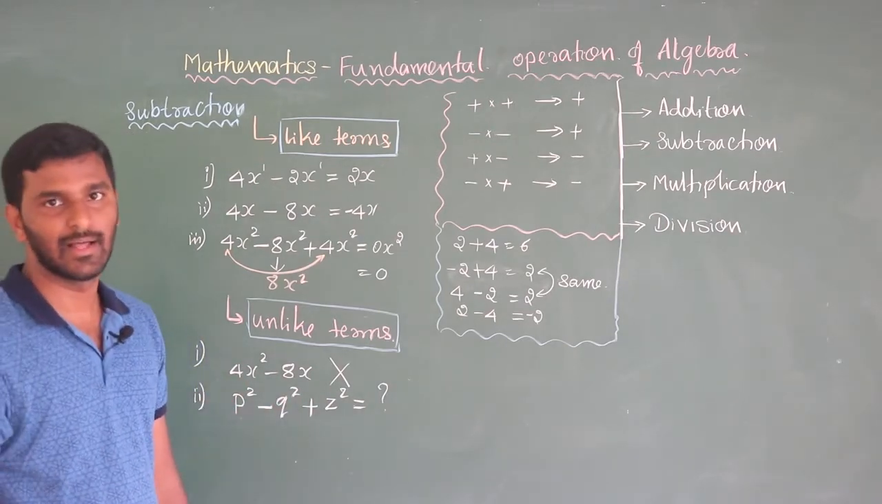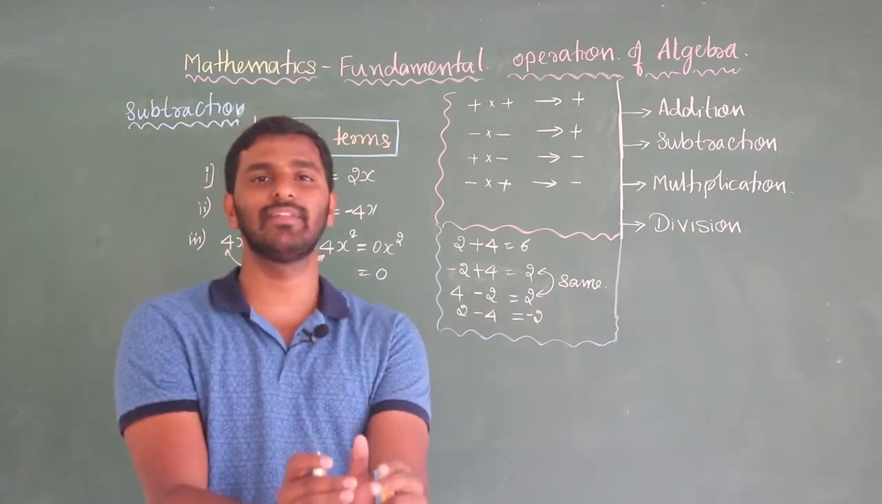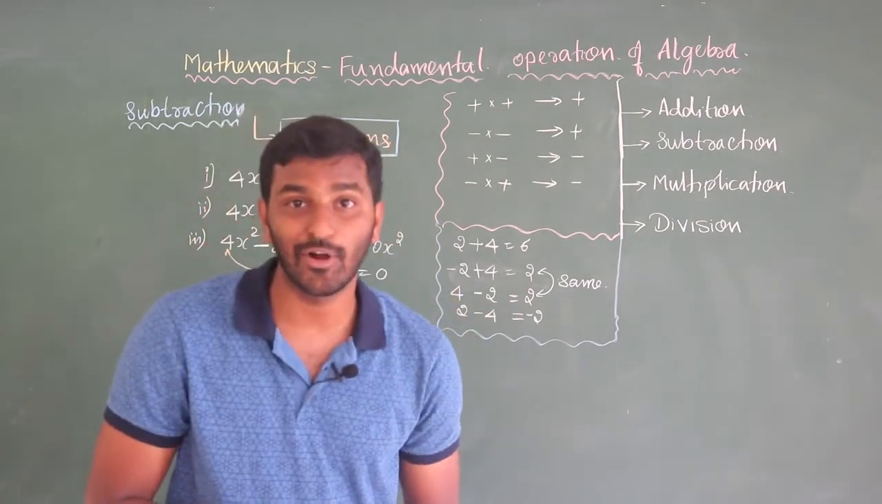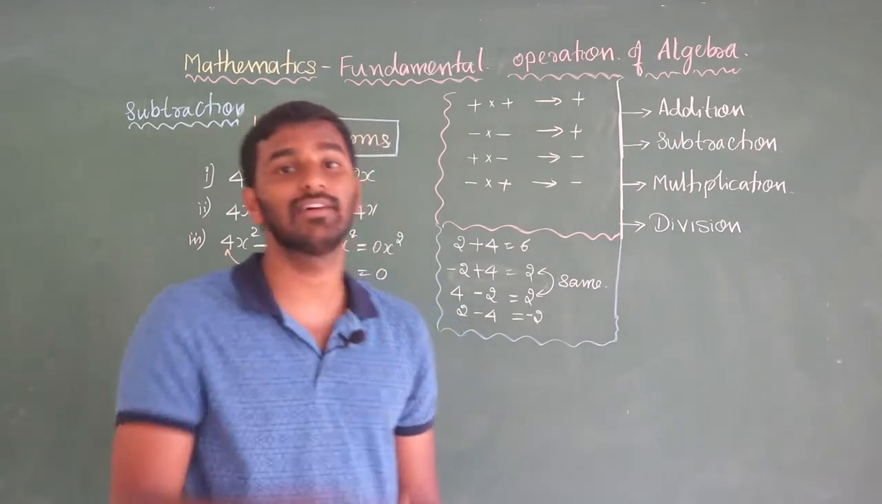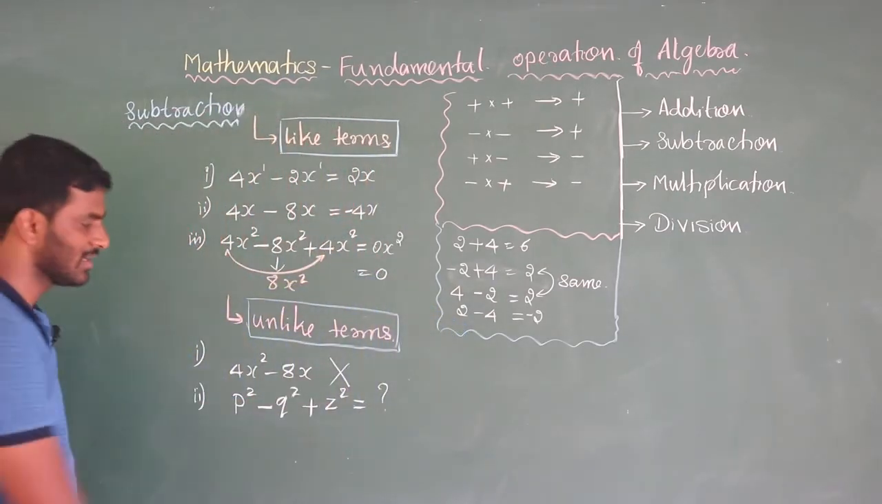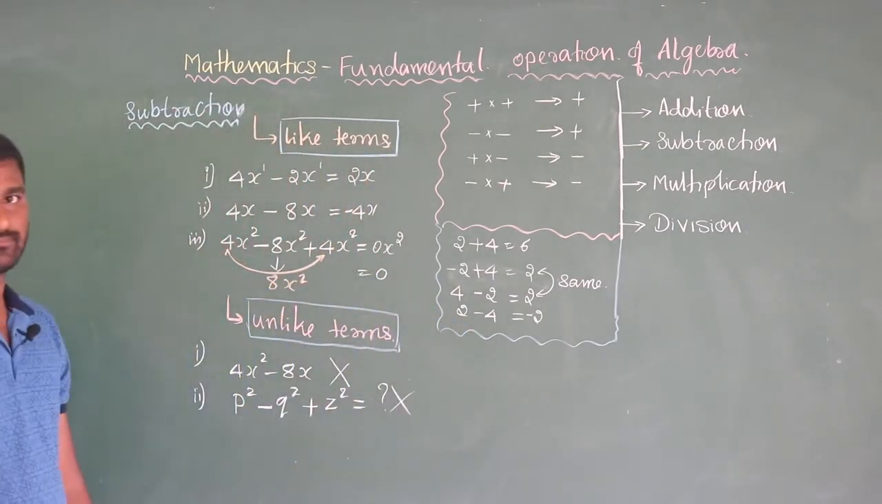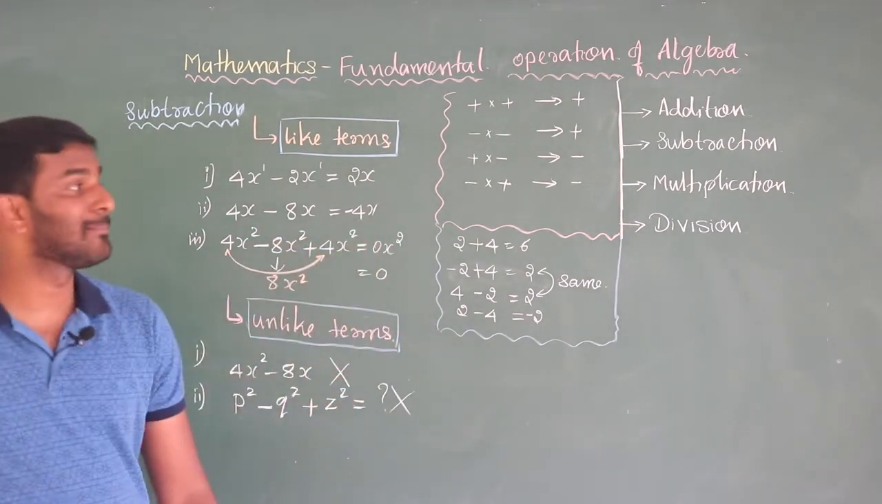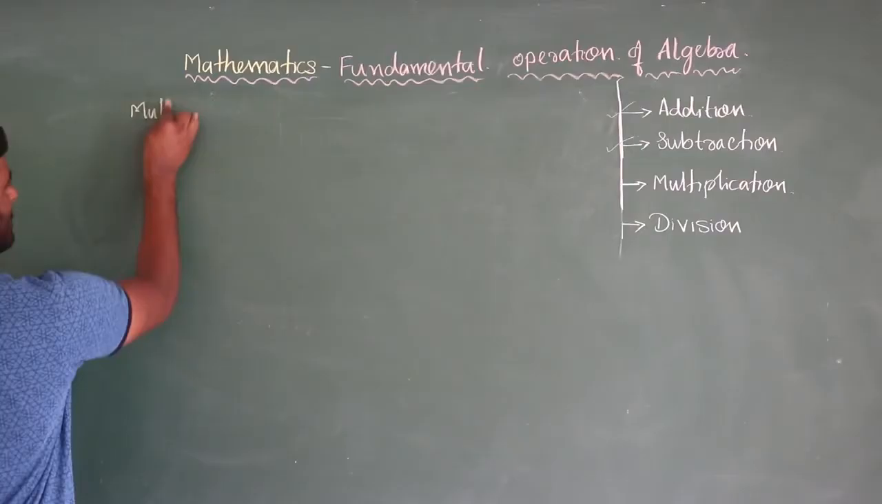The base should also be equal. That means the variable should be equal, and the degree is also equal. Then only it is possible to add the terms. Here also it is not possible. So pause the video and note it down. We'll move on to the next concept, which is multiplication of like terms and unlike terms.